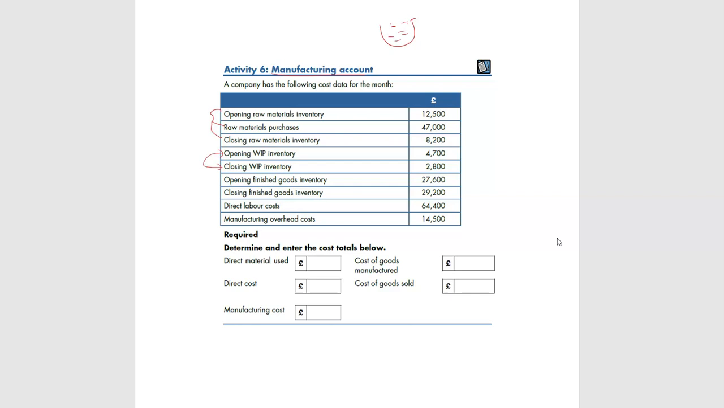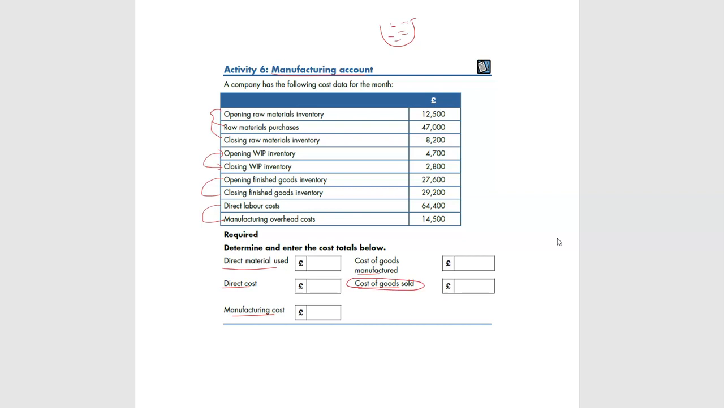Then direct labor cost and manufacturing overhead. The question here is to determine and enter the cost totals below. So you have the direct material cost, the direct labor cost, then the cost of goods manufactured, the cost of goods sold, and manufacturing cost. Cost of goods sold is the total cost. From the sales we subtract the cost of goods sold to get the gross profit.